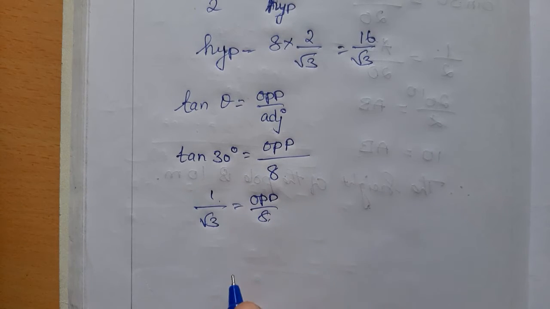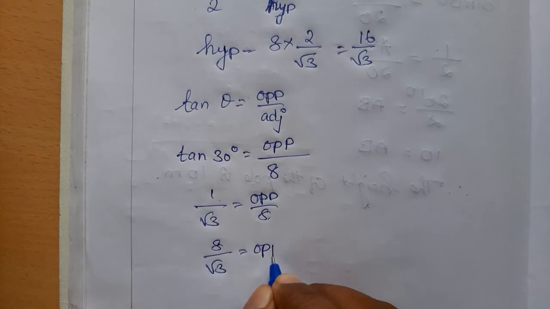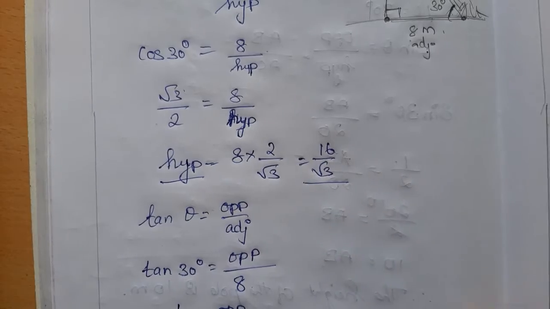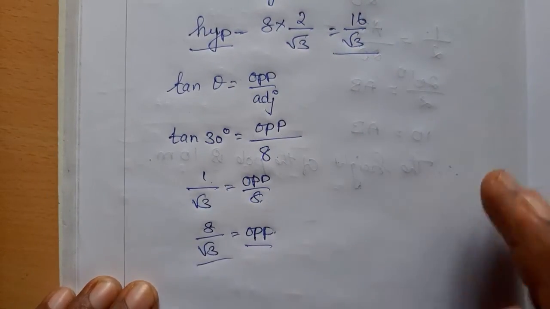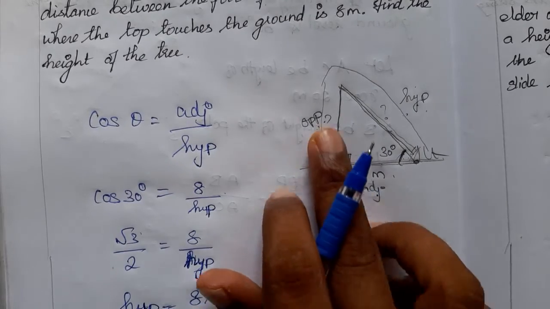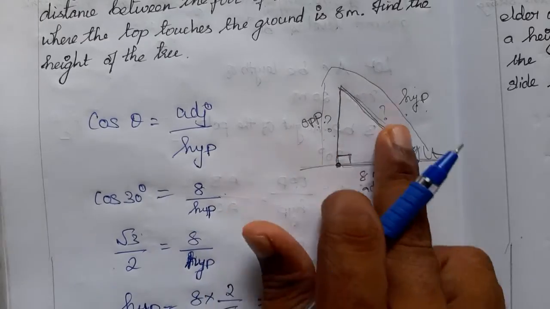Tan 30 degrees is 1 by square root of 3. So if you bring it here it will become multiplication. So 8 by square root of 3 is equal to opposite. So we know that hypotenuse is 16 by square root of 3 and opposite is 8 by square root of 3. So what is the tree's total height? It is opposite plus hypotenuse, since the broken part is also the length of the tree, right?